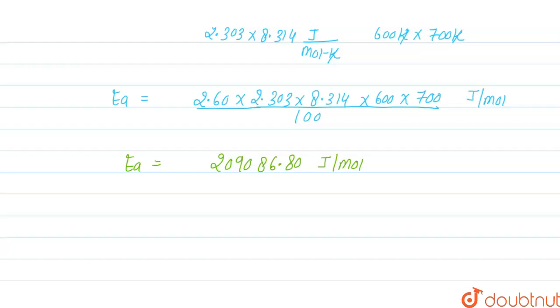When converting to kilojoule, we divide by 1000. So the activation energy in kilojoule per mole is 209.08 kilojoule per mole. So our activation energy in joule per mole is 209086.80 joule per mole, and in kilojoule per mole it is 209.08. So I hope this answered your question.